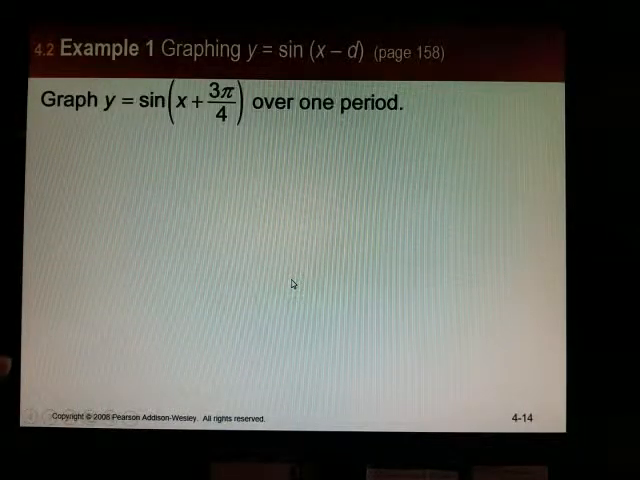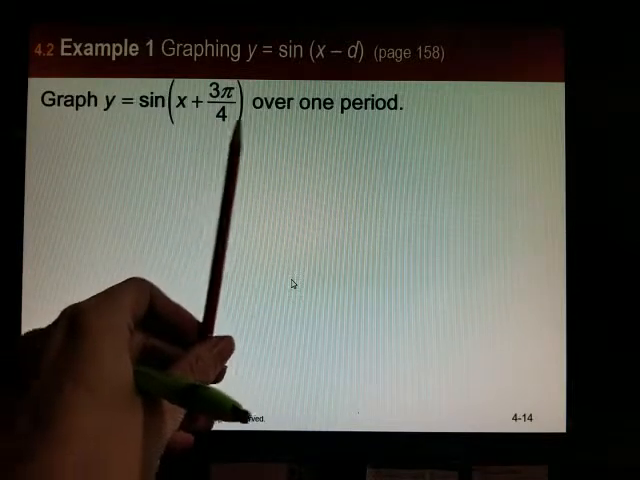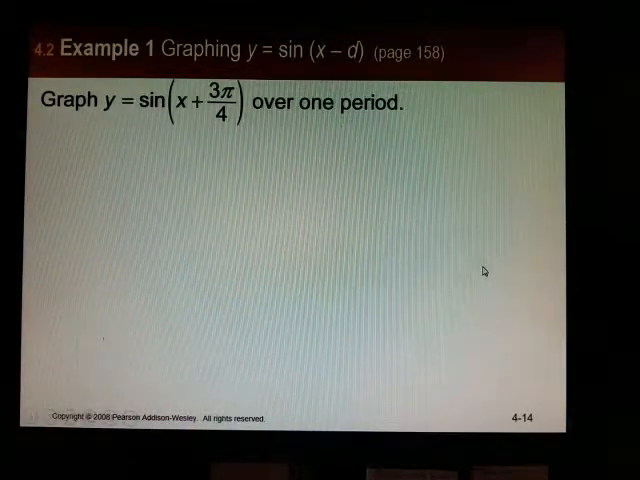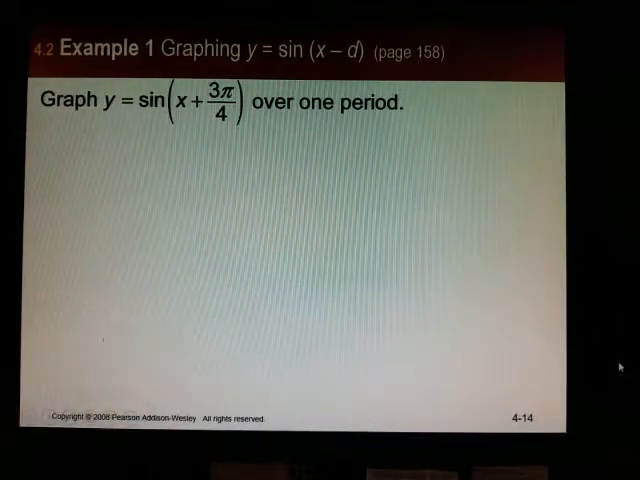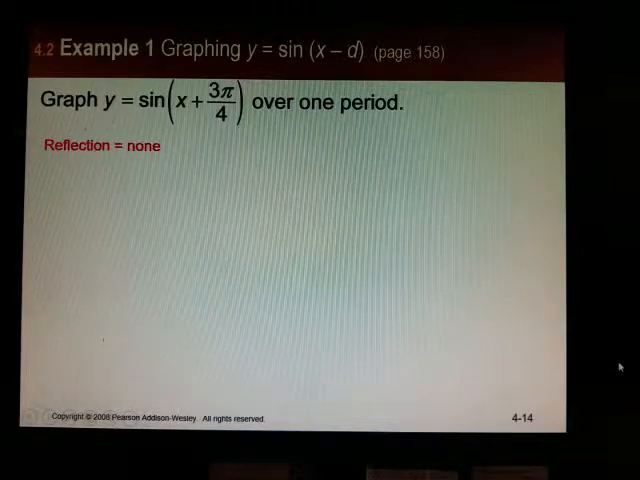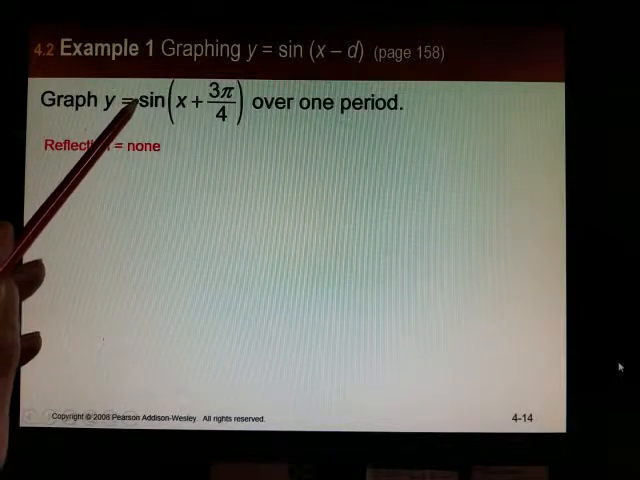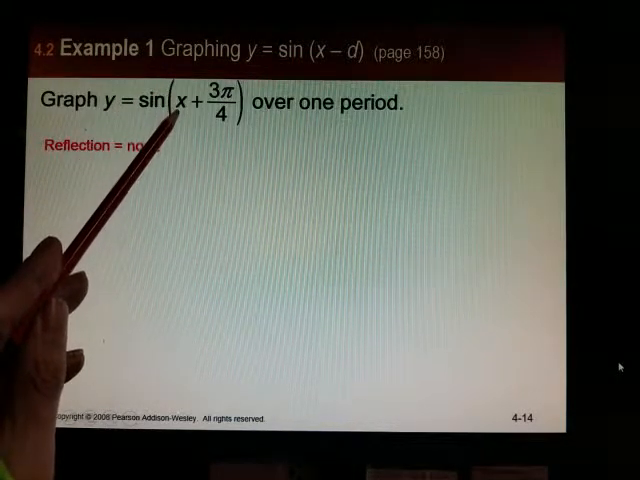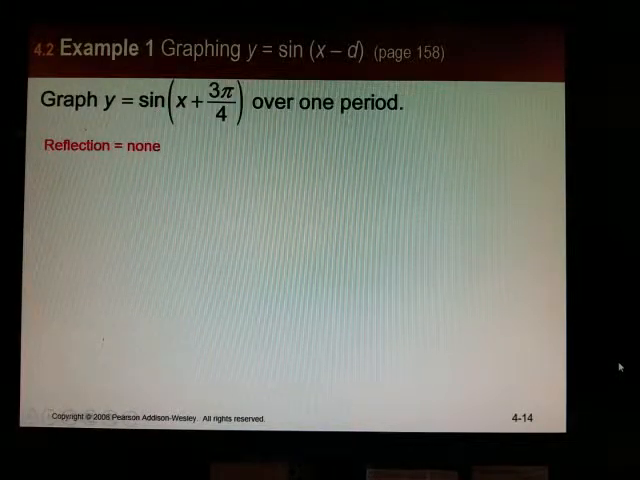So we are going to take this graph of y equals the sine of x plus 3 pi fourths over a period. So actually, I want to hit on some of the words first. There is no reflection, because we don't have a negative coefficient in the front. If we did, that would reflect over the x-axis. If you have a negative x for x, that would flip it over the y-axis. So do remember your reflections.